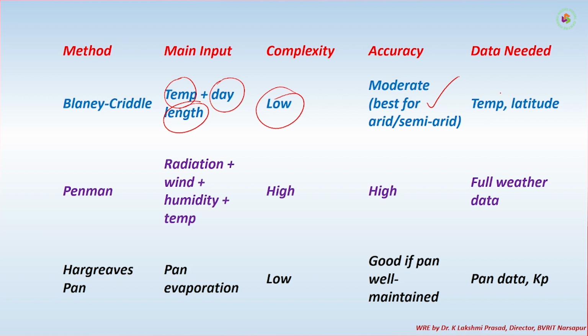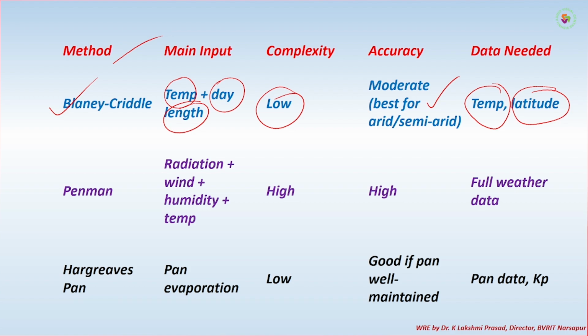What is the data required? One is the mean monthly temperature. Why is latitude required? The latitude is only to count the number of daylight hours. So latitude gives the number of daylight hours, and temperature is the mean monthly temperature. Knowing these two, the Blaney-Criddle method is used.